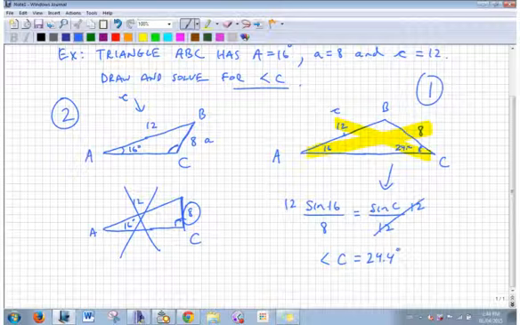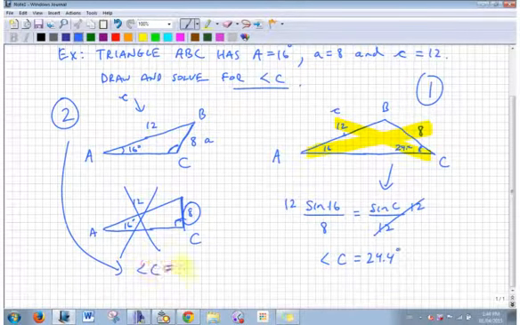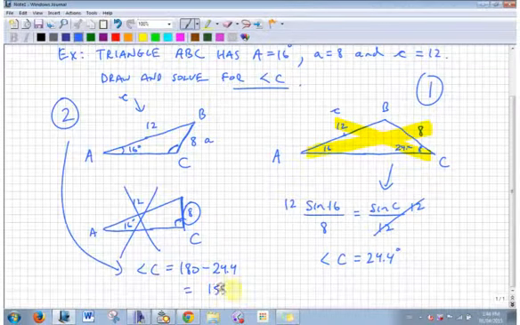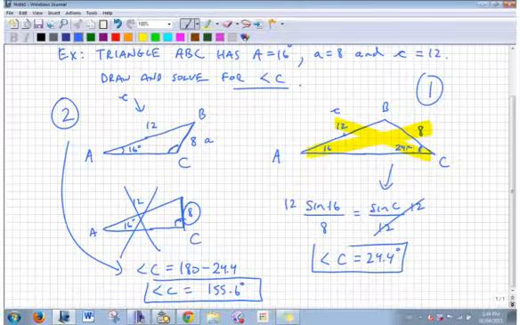How do I solve for that one? What would this angle be? Good. For triangle 2, this angle, angle C, is 180 minus 24.4, which is exactly 155.6. That's just as correct as that.